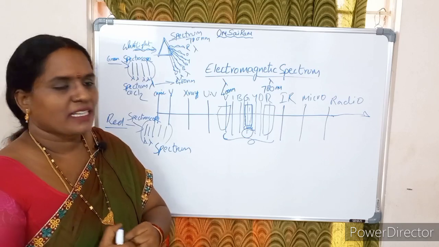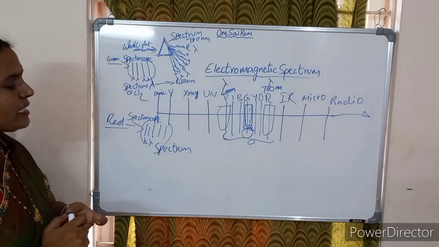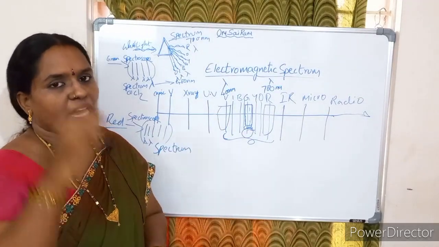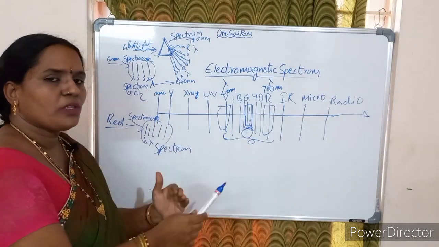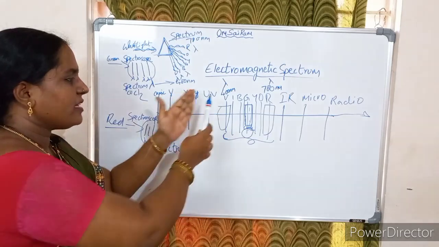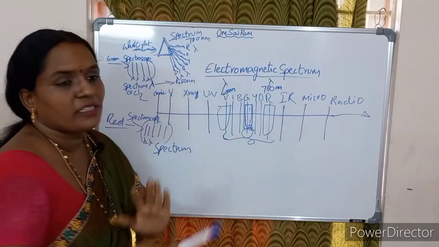This is about the electromagnetic spectrum. The spectrum of one element is different from the spectrum of another element. Every element has its own unique spectrum. It may be in this region or this region, it may be here, it may be here.